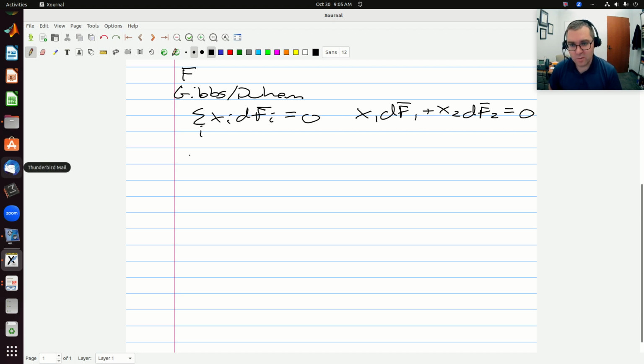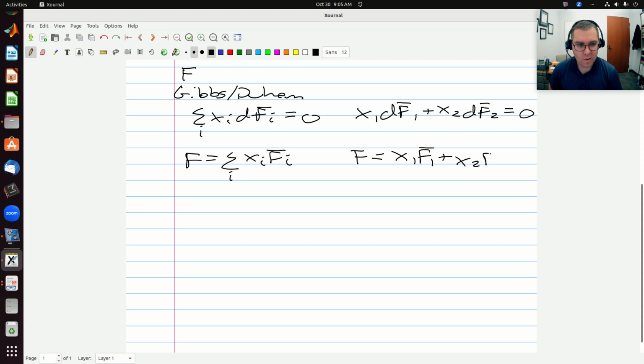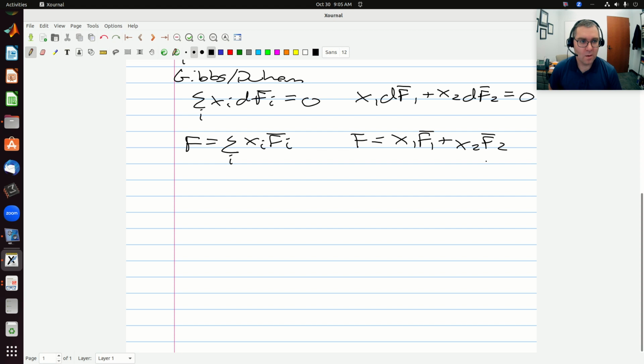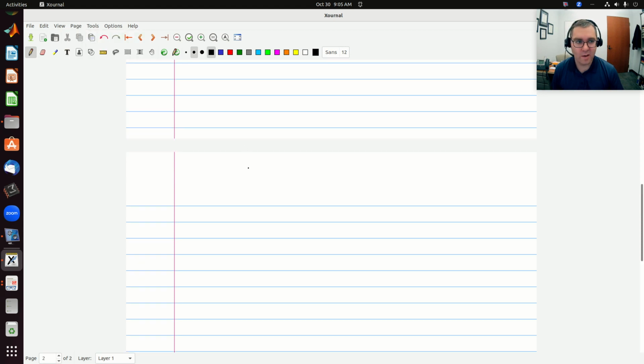The other equation I'm going to use is that in general, f is equal to the sum over i of x_i f-bar_i, which for a binary system means f is equal to x1 f-bar 1 plus x2 f-bar 2. Here I've got my Gibbs-Duhem equation that involves differentials of my partial molar properties. So I'm going to take my expression for f and work out an expression for the differential. Let me insert another page just so I can keep going.